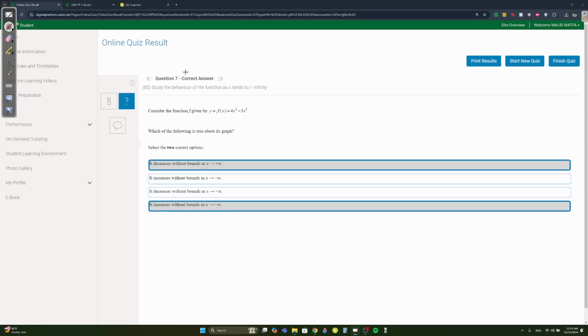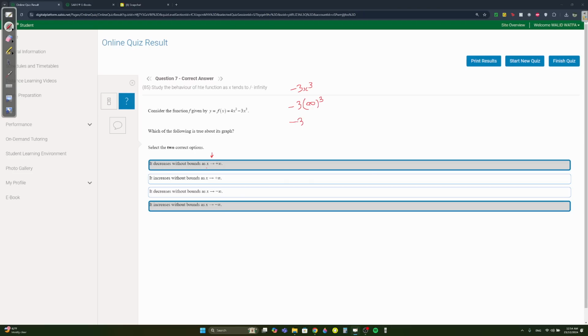What do you always take? You take the highest power. If you take squared, you're gonna get it wrong. You need to take cube. Right? Okay. You have minus 3x cubed. As x approaches positive infinity. What does that mean? Plug it as positive infinity.